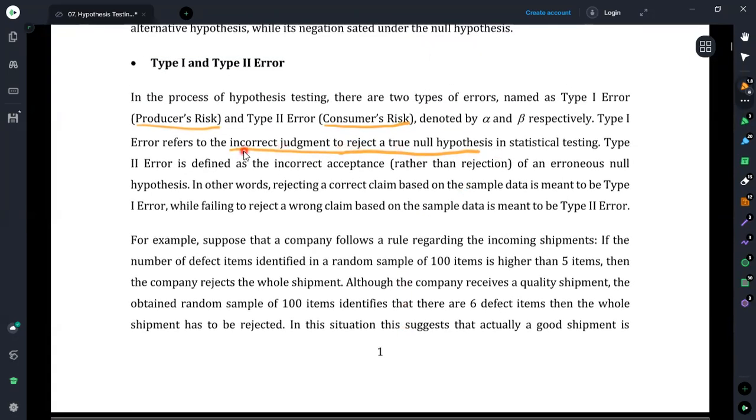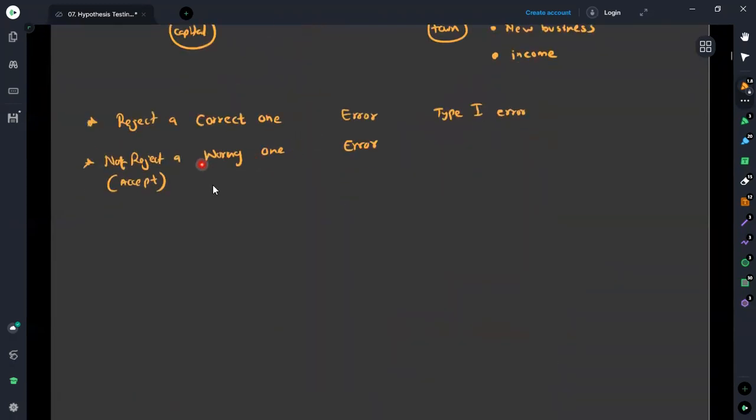It is saying that it is an incorrect judgment to reject the null hypothesis. It means rejecting a true one is an error. Then type 2 error is defined as incorrect acceptance, rather than the rejection, incorrect acceptance of an erroneous null hypothesis. Therefore, if it is actually a wrong one and we fail to reject that, then it would again be an error, and this is supposed to be type 2 error.